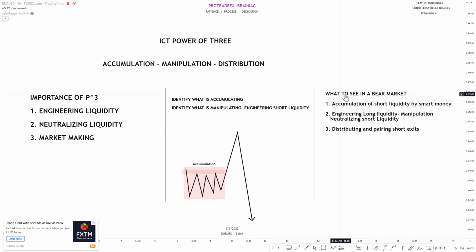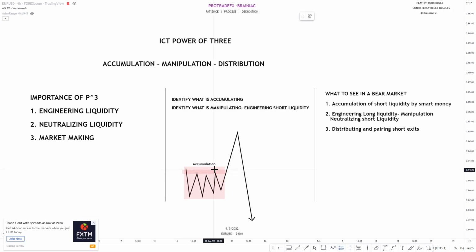So accumulation, what to see in a bear market? Accumulation of short liquidity by smart money. So they are accumulating orders here so that there can be enough liquidity for their short position. So the smart money intends to short the market, but before then, there must be liquidity, which is money. The retail money is sitting right there.